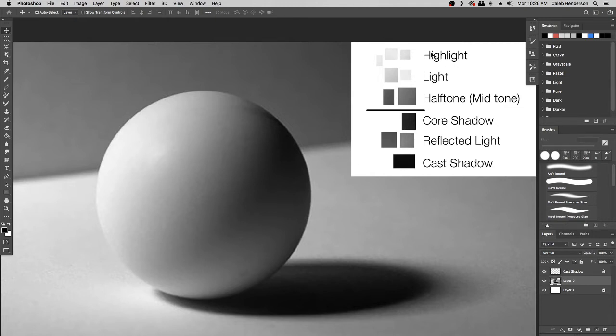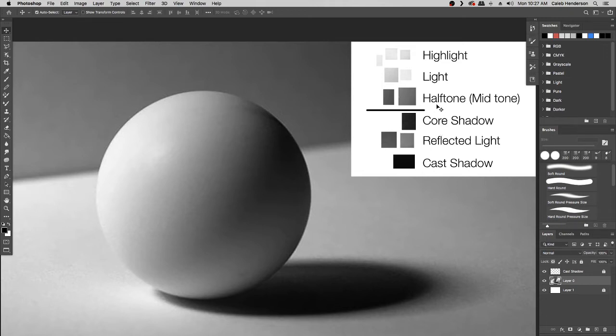You have your highlights and your lights, which can often be quite close together. Your halftone, which starts to darken but is still catching a little bit of light, into core shadow, which is darker by quite a lot, back to reflected light, which may get as light as the halftone, but my advice to you would be don't let it. Let there be a separation between your light, so halftone is still part of the light, and your shadow, which is this reflected light.